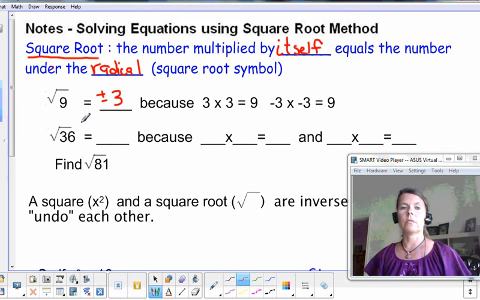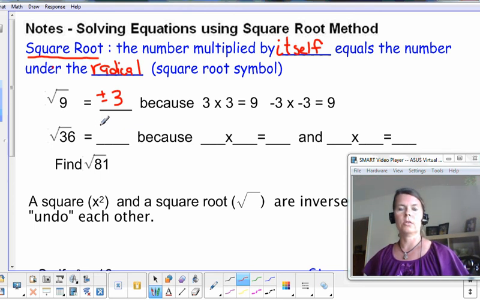So what would be the square root of 36? Write that in right here. Fill in your blanks. See if you can fill those in. If you're doing this in class, your teacher can pause it. If you're doing it at home, give it a try. You can pause it if you want to. And the answer is, hopefully you said plus or minus 6.